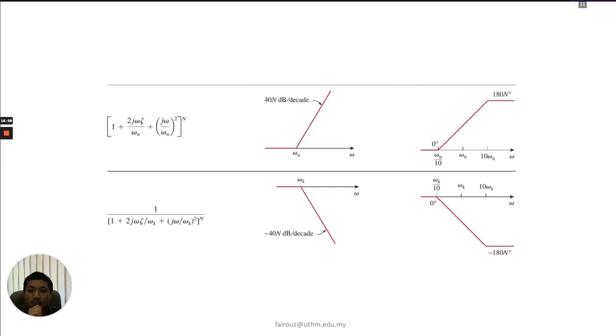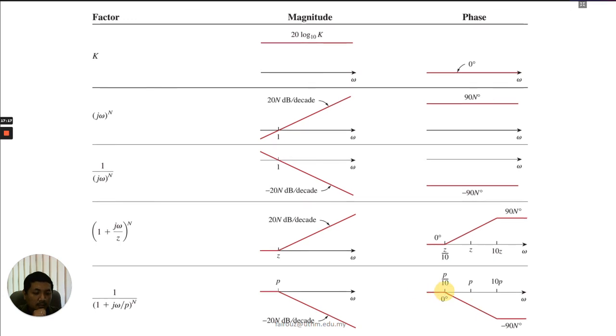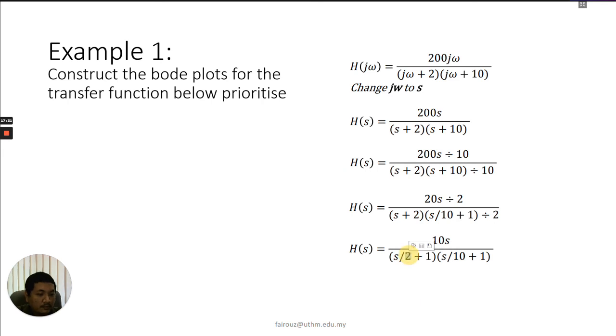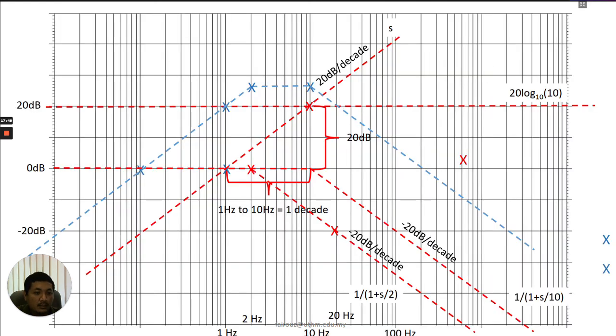over 1 plus S over 2. That is this, 1 over 1 plus S over 2, which is P. So here we have negative 45 degree per decade, from P over 10 to 10P. Drop as much as 90 degree. So P is 2 here, right? P is 2. This is 0.2. This is 20. This is 2. This is 20. This is 0.2.